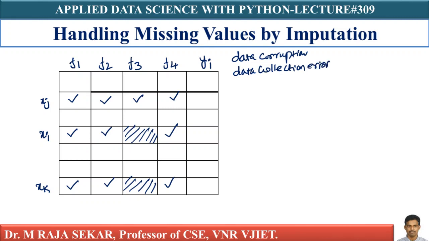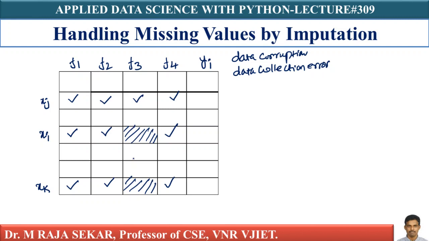They may have forgotten to collect the whole feature f3 itself for xi, even the whole feature f3 for xk. It may happen. Missing data is very common in the real world. It could be because data got corrupted, or because somebody collected data but did not curate it properly. There may be multiple reasons.